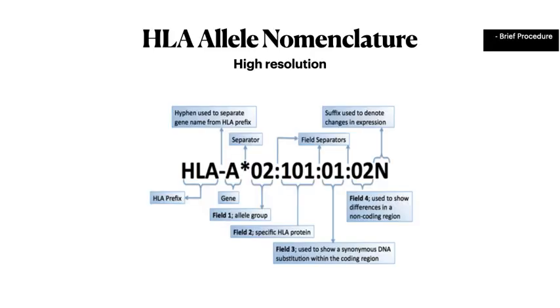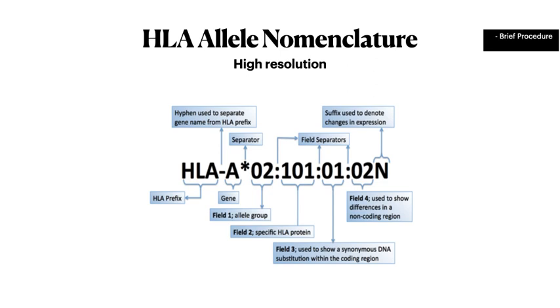So we are going to discuss virtual cross match, but before that we are going to learn a bit about HLA alleles. High resolution HLA is the only way forward. I see a lot of us use serological test based HLA, which is prone to a lot of errors, and so this is high resolution HLA typing.